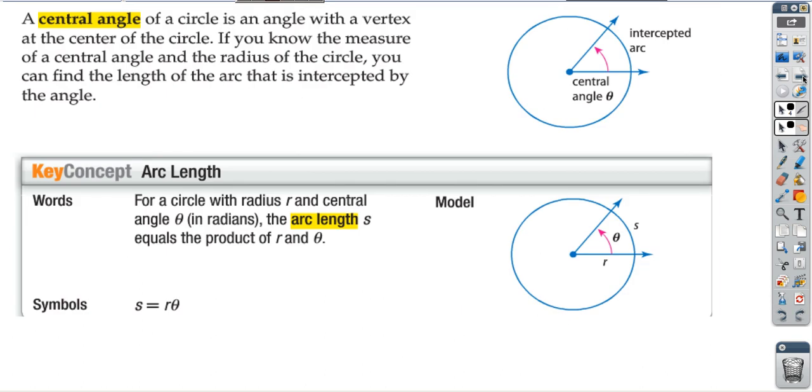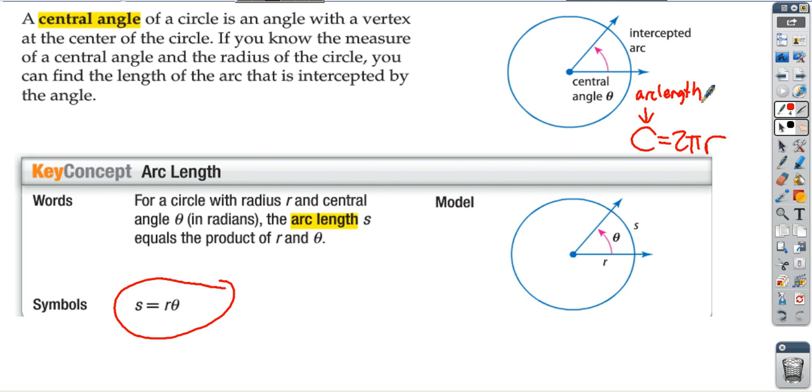Okay. Last concept I want to talk about is something called arc length. And we already kind of talked about this. Arc length is based on circumference. The circumference of a circle is equal to 2 pi times the radius. And they give you this formula right here. The formula for arc length, they use S to stand for arc length. It equals the radius times the angle in radians. And that kind of makes sense, because the arc length around an entire circle, just to prove to you that this formula works, the arc length around the entire circle is this right here.